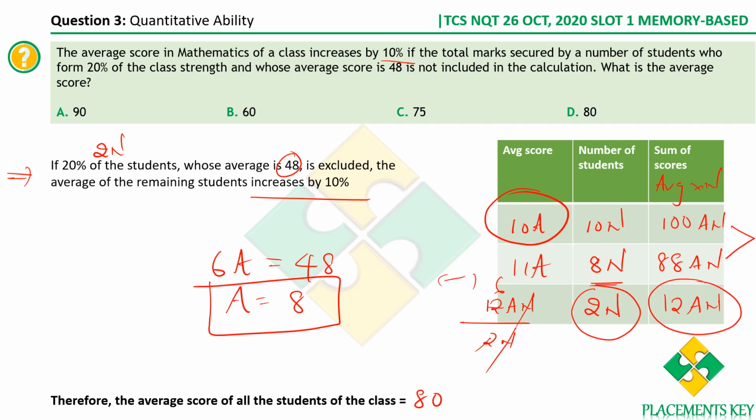This is the catch. If 2n students are excluded, the average increased by 10%. So we have excluded 2n, so we have got 8n students. Now average increased by 10%, so that is 11a. So sum is supposed to be 88an. Therefore, if you subtract, you get 12an and 2n. So average is supposed to be 6a, which is given as 48. And then you can solve the question further.